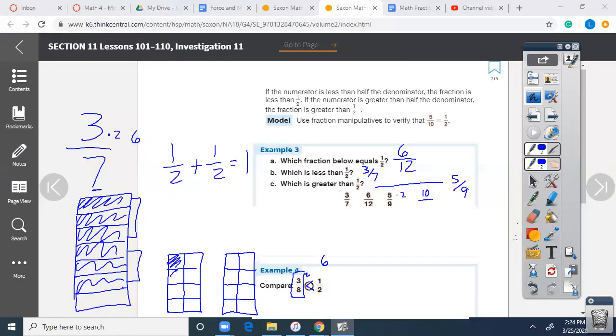For example, 3/8. Oh, this one I'm gonna change. 3/8 is smaller than 1/2 because we've got this piece over here that's not colored in, but on this side it is colored in. Okay, so 3/8 is smaller than 1/2. I realize this is kind of a hard concept, so if you need to go back and watch this video again, you can. We are going to do one more problem.